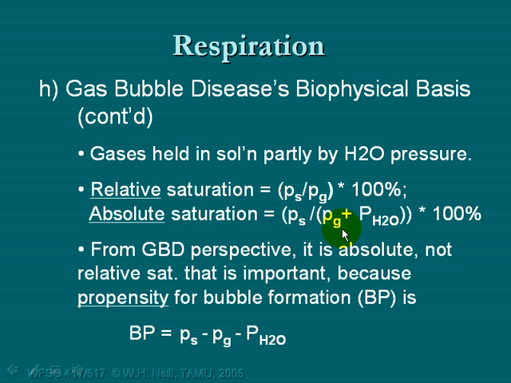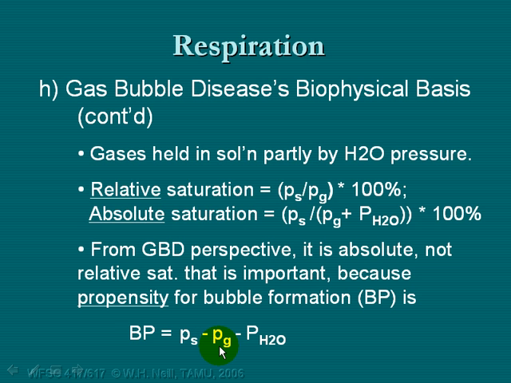Where does this get important? It gets important in consideration of gas bubble disease. Gas bubble formation depends on absolute saturation of gases rather than their relative saturations. It's absolute and not the relative saturation that is important, because the propensity or the likelihood of a bubble to form is defined as the pressure of the gas in solution minus the pressure of the gas in the atmosphere with which that solution is not in equilibrium, but in contact, I guess would be the right word, less the pressure exerted by hydrostatic pressure of the water.